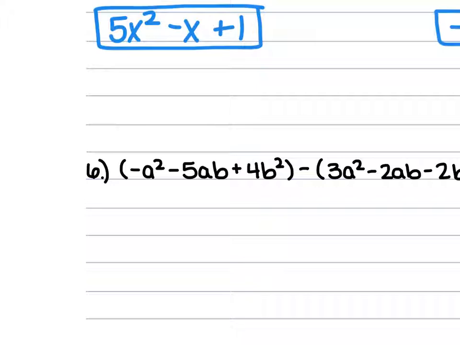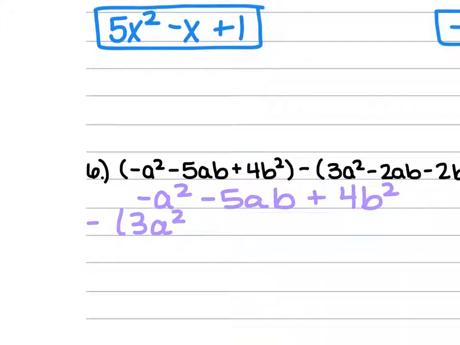If we look at 6, we have negative a squared minus 5ab plus 4b squared minus 3a squared minus 2ab minus 2b squared. Oops, minus 7.